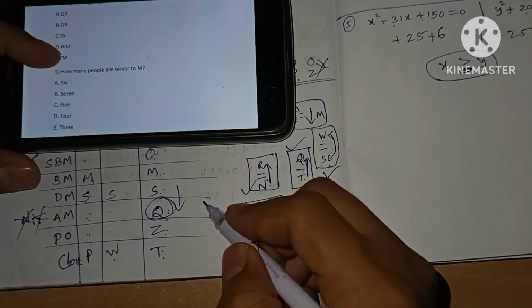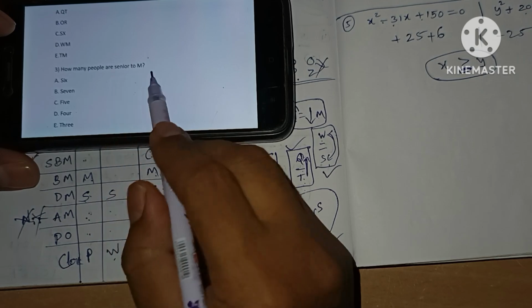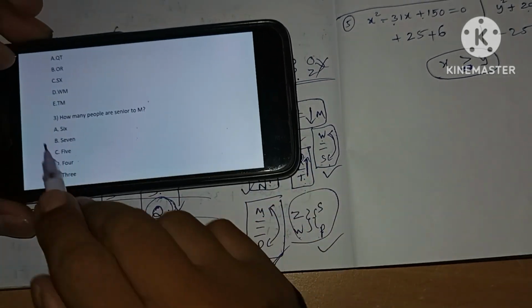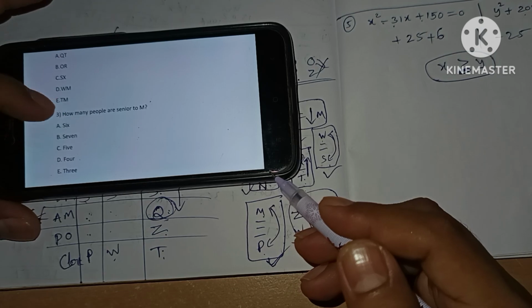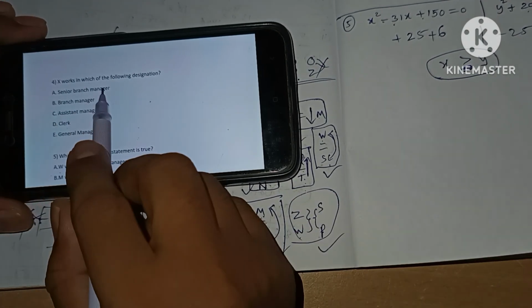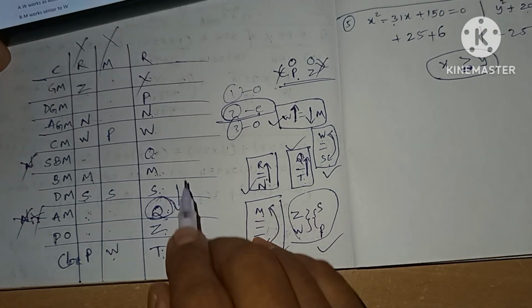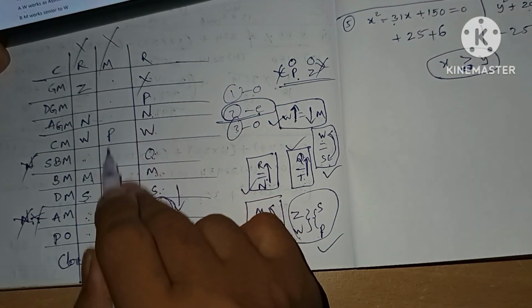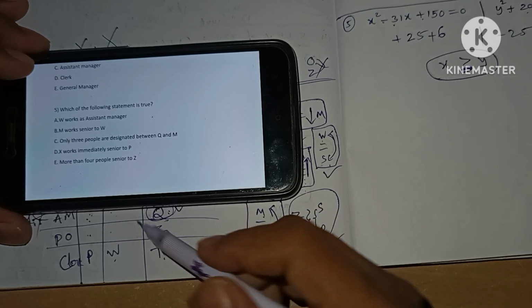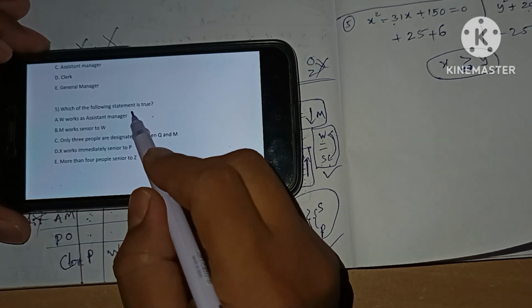Now let's see question 3. How many people are senior to M? 1, 2, 3, 4, 5, 6. Option A is our answer. Next, fourth question. X works in which of the following designations? General manager. Option E. Fifth one. Which of the following statements is true?